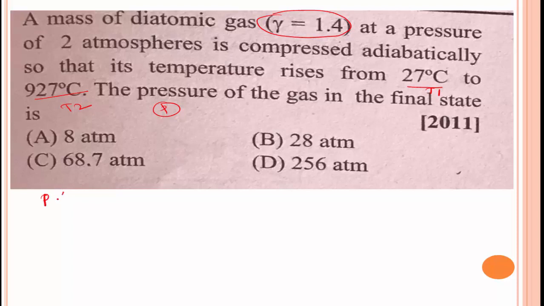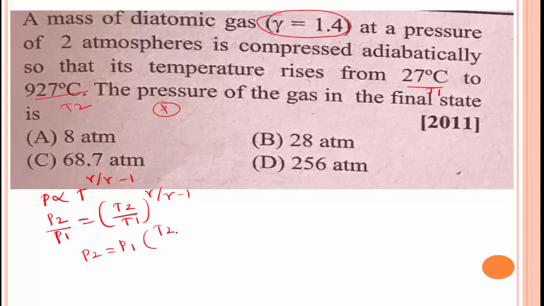We know the formula. The pressure is directly proportional to temperature to the power of gamma divided by gamma minus 1. Or the final pressure P2 divided by P1 is equal to T2 divided by T1, whole to the power of gamma divided by gamma minus 1. Here P2 is equal to P1 into T2 divided by T1, to the power of gamma divided by gamma minus 1.